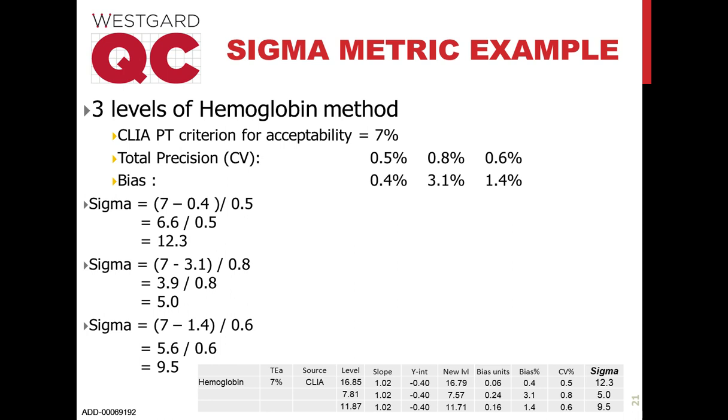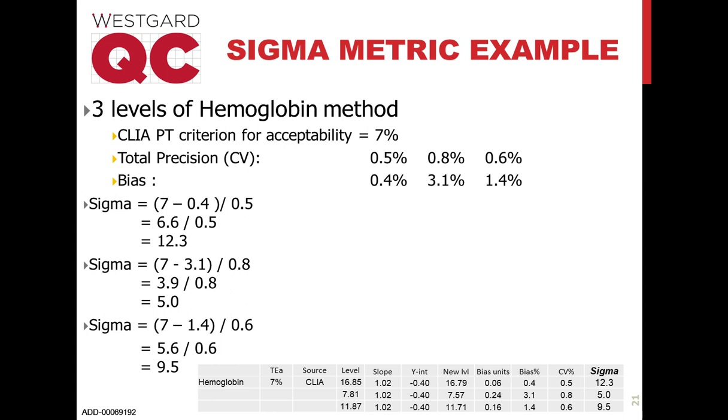So we have bias using a regression equation at the same 3 levels where we've figured out our imprecision. So we can actually do a sigma metric at each level that we're running a control. And you can see at the first level, you have 7 minus the bias of 0.4, and you divide that by 0.5. We actually have a better than 6 sigma performance. And this is actually at, I believe, the high end of the range for that test.